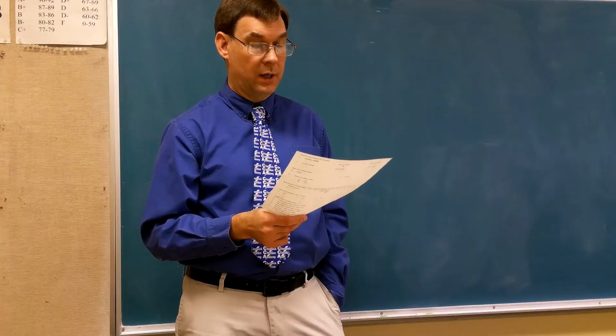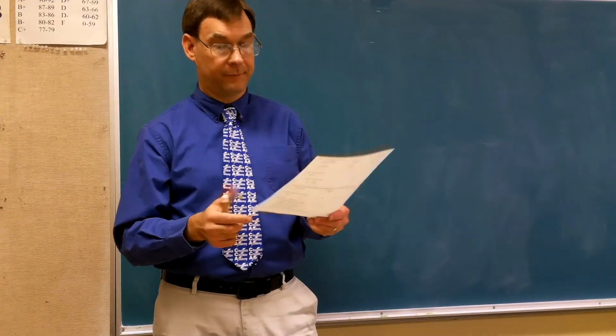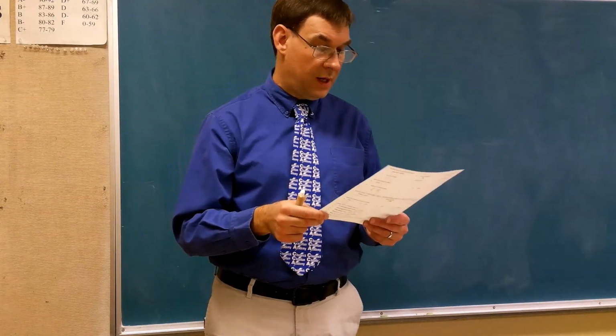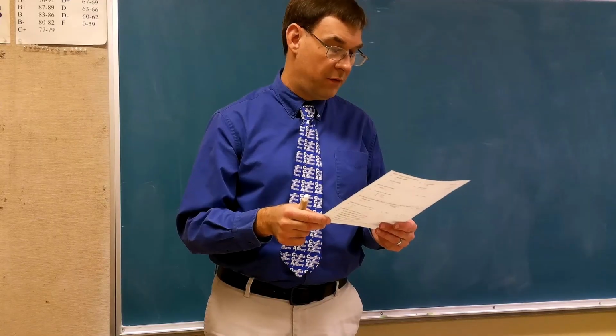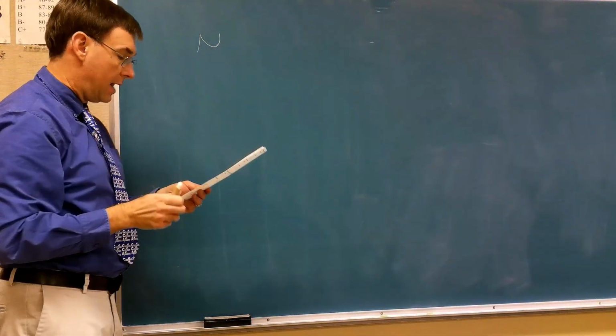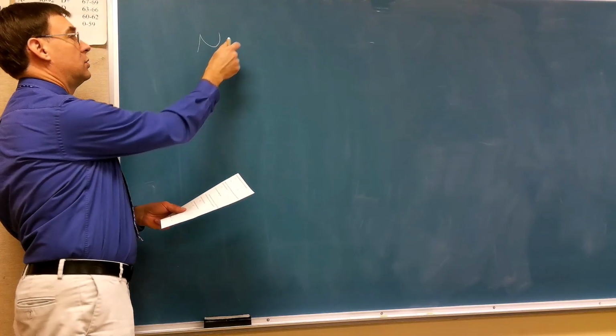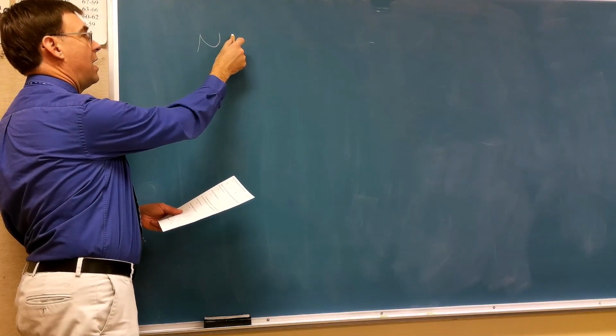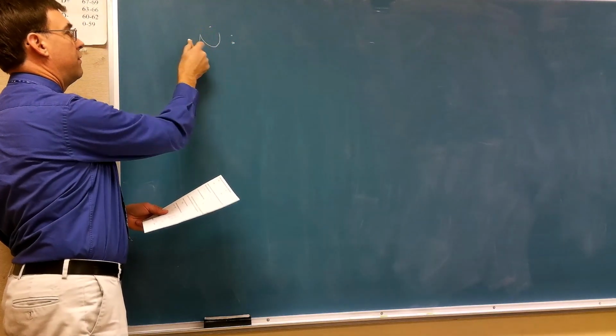Something about 13, 14. 15, do some dots. So 15 central has to be nitrogen. How do you know how many dots? Chart. It has 5. So 1, 2, 3, 4, 5.